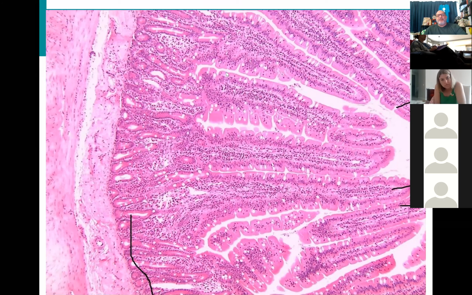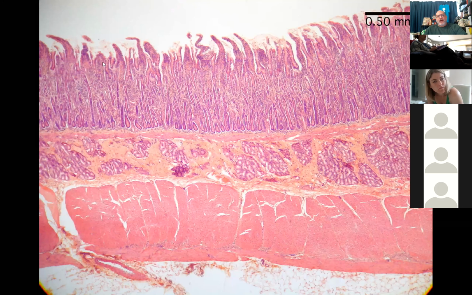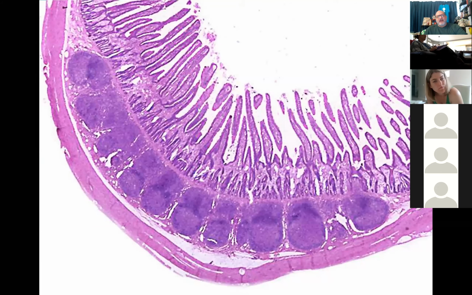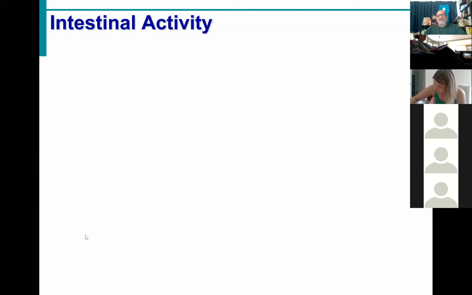Now notice there are other differences. The jejunum typically has the largest villi. Notice the duodenum tends to have shorter ones. The ileum tends to have shorter ones. These tend to be the longest and largest, but that's very subjective, especially if you're just looking at one of these, because magnification can change and other factors can change. It's very, very subjective. What's not subjective is what's going on in the submucosa.